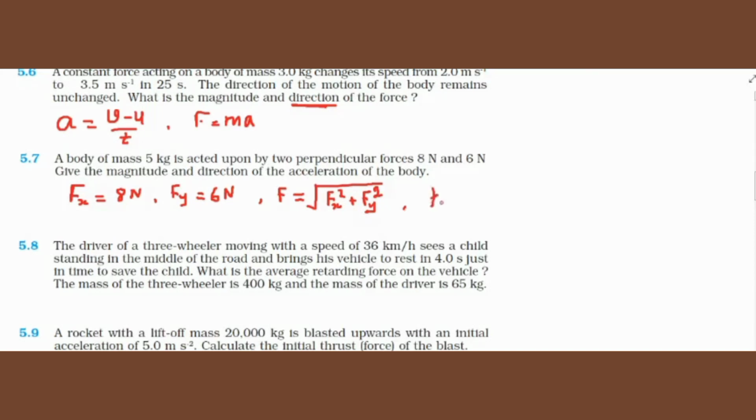And you can find the direction, theta. Theta is equal to y component divided by x component. After calculating Fy by Fx, find the value of theta using tangent table. Then that will be the angle made by resultant force F with the 8 Newton force. I repeat, the angle made by resultant force with respect to horizontal force 8 Newton.